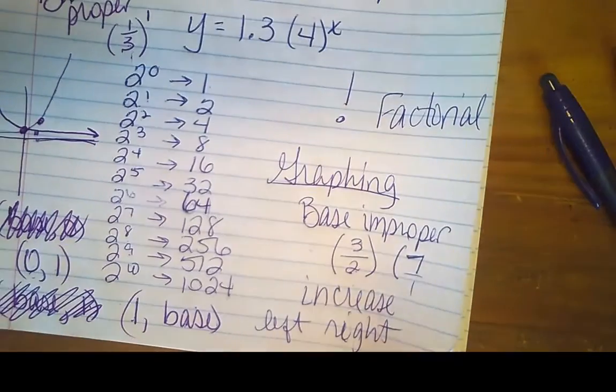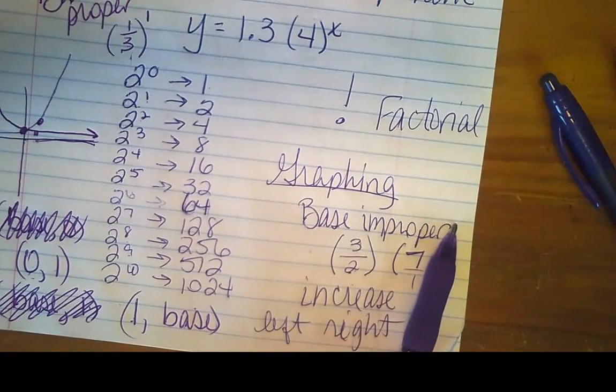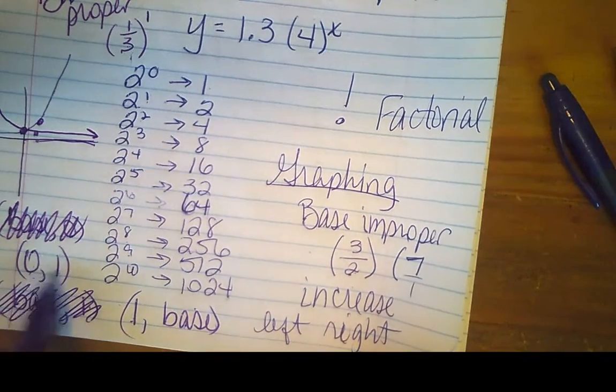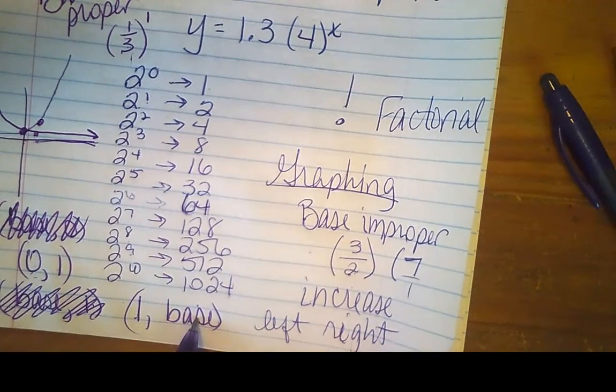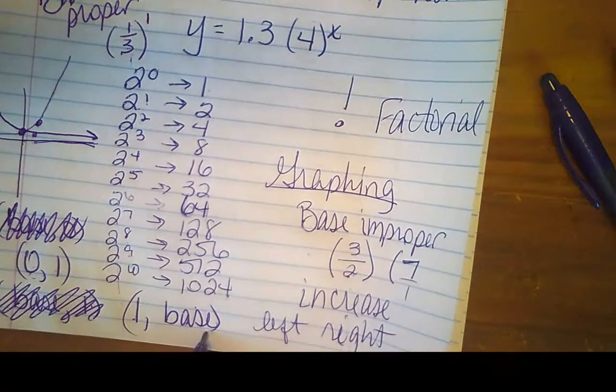Okay, so let me summarize because my brain is scattered. If I'm graphing and my base is improper, I know that it'll increase as I read it from left to right. I also know that unless I move that graph, the point 0, comma 1 will be on the graph, and 1 comma base, whatever my base is. In this case, it was 2. In this case, it was 1/3. 1 comma base will be on the graph.